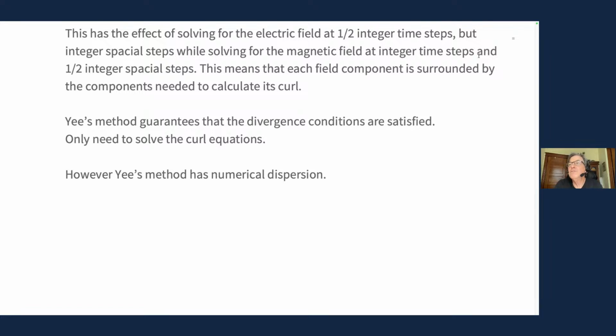A disadvantage of Yee's method, however, is that it does have numerical dispersion, meaning that if I run it and look closely, I'll see that the wave is dispersive even in vacuum, even in free space, which we know it shouldn't be. You can control this dispersion by using finer grid spacing, but of course that increases your computation time.